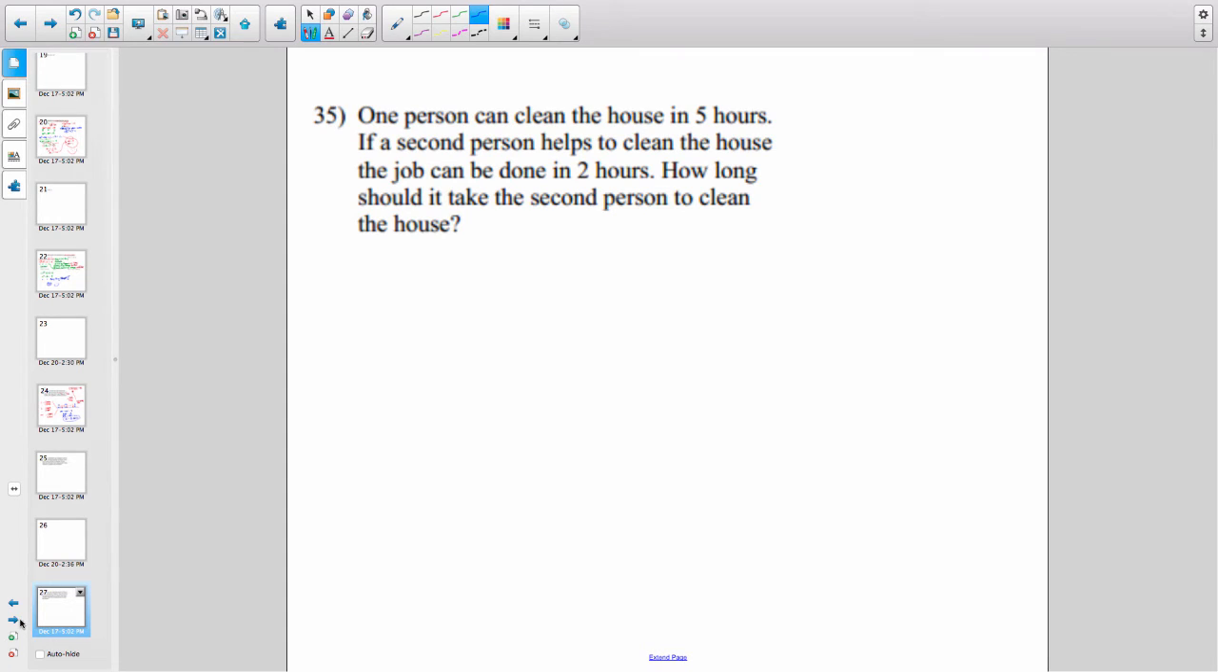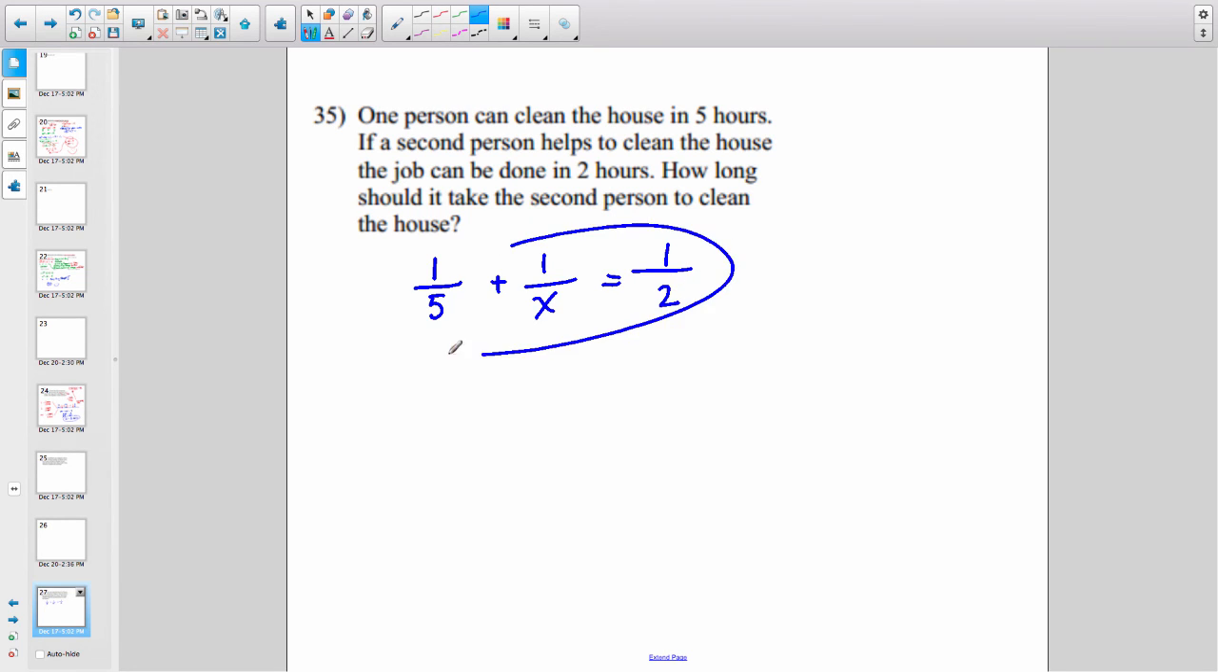Okay, so 35. Just like the lawn mowing question, right? One person can clean a house in 5 hours. So here's my house, and it's 5 hours. If a second person helps, the job can be done in 2 hours. So that means someone came along and helped. But we don't know how long it takes them to do the job by themselves. But if they do it together, this would be the scenario right here.